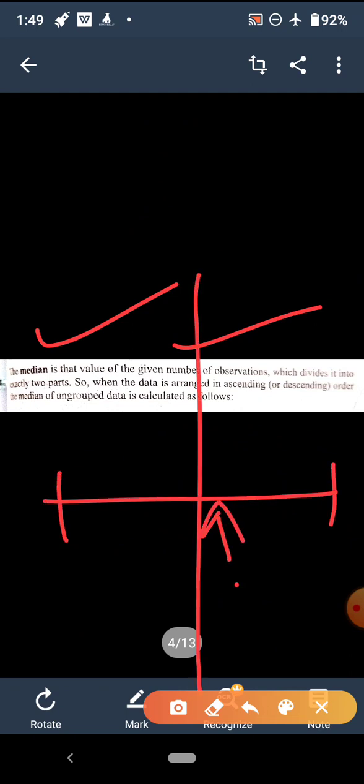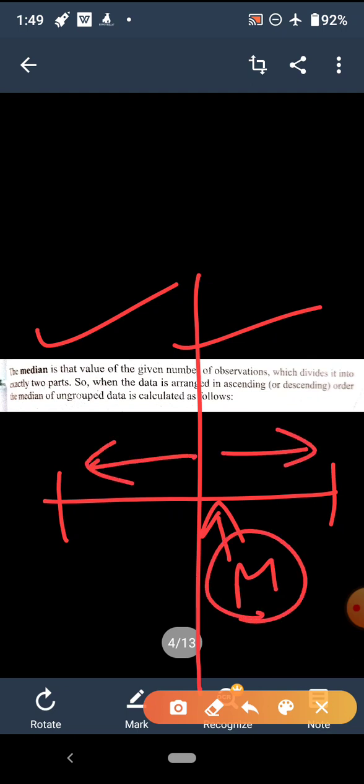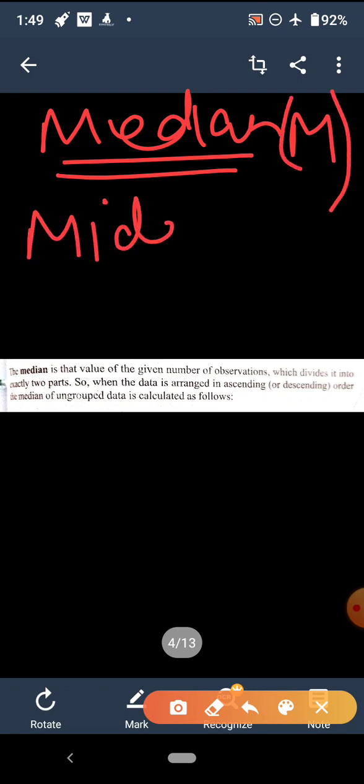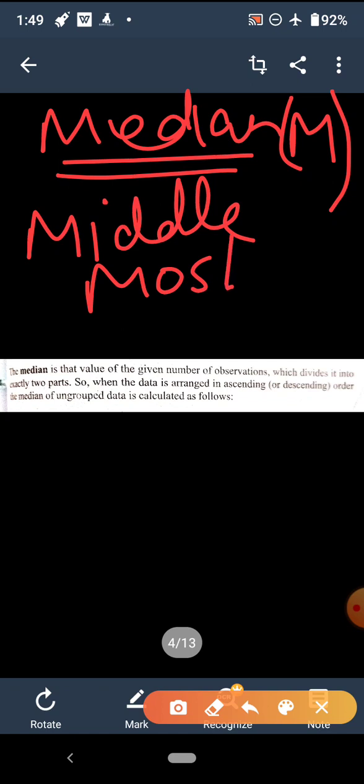Then next is median. Median is the value of a given number of observations which divides the complete data into 2 parts. The median, represented by the letter M, divides the data into two equal parts. It is calculated when the data is arranged in ascending or descending order, so the first requirement for calculating the median is arrangement. Median means the middlemost value. It is represented by the letter M.